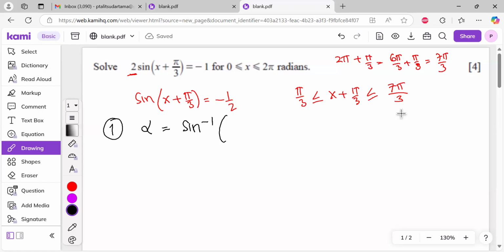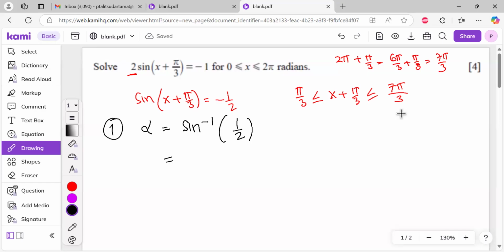Sin inverse of, in this case, we have -1/2, right? So I'll just use 1/2. Why do I ignore the negative sign? Because if you include the negative and use a calculator, then you will not find the acute angle. So we just ignore the negative sign first. Just use the positive value.